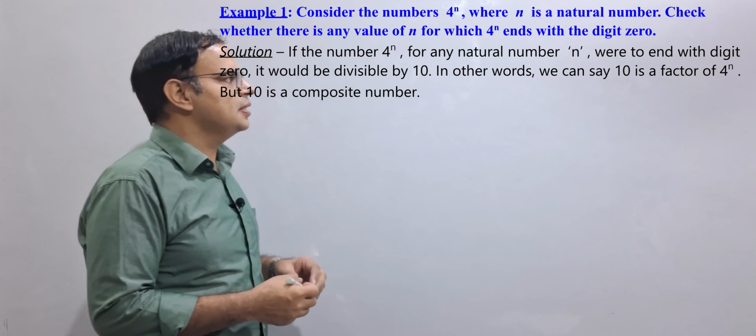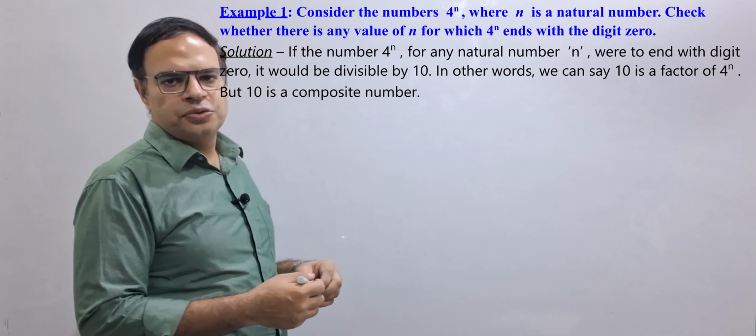But 10 is a composite number. So using the fundamental theorem of arithmetic, we can write 10 as a product of prime factors. What are the prime factors of 10? Let us do it. We shall start from the smallest prime number 2. 2 fives are 10. 5 is already a prime number. So 2 and 5 are the prime factors of 10.